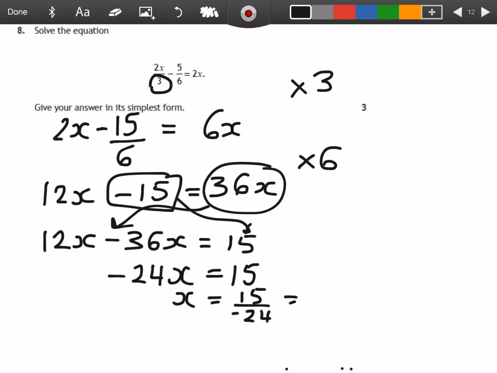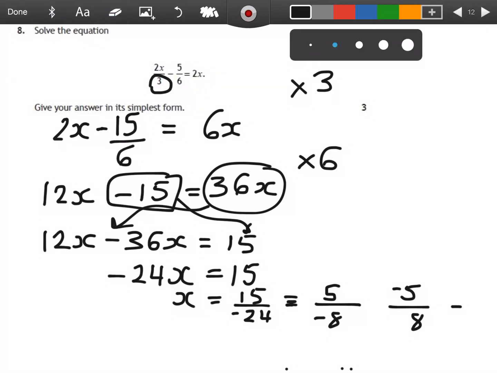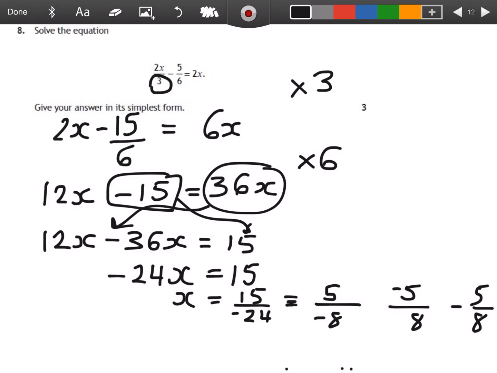Equals, it did say in its simplest form, 15 over 24, a number that you can divide the 15 and the 24 both by. Divide them both by 3. 5 at the top. Divide 24 by 3. 8 at the bottom. Now you can leave it as 5 over negative 8. If you've done it yourself and you got negative 5 over 8, that's fine. Or perhaps you wrote the negative in the middle and put it as a negative and then you wrote 5 over 8 like that. All those three answers are exactly the same. Okay?